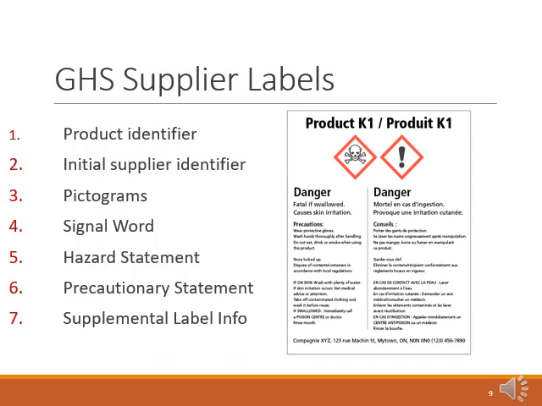The GHS supplier labels contain the following information. Number 1, the product identifier. 2, initial supplier identifier. 3, pictograms. 4, signal words. 5, hazard statement. 6, precautionary statement. 7, supplemental label information.